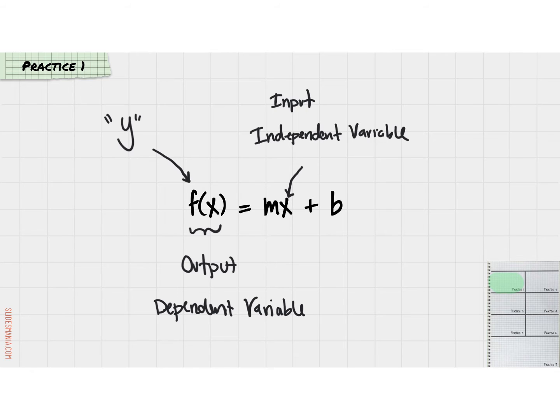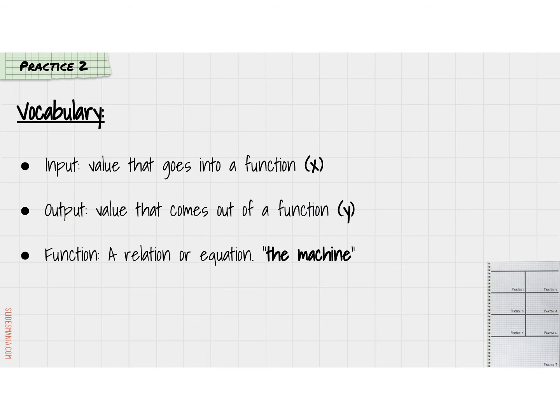All right? Let's go on to practice number 2. Go ahead and copy this. Practice number 2, we're going over some important vocab. Input, the value that goes into a function, which is X. Output, the value that comes out of the function, also known as Y, and we also use F of X.